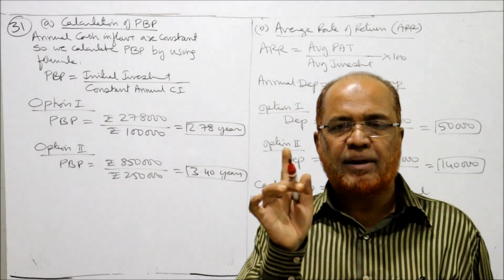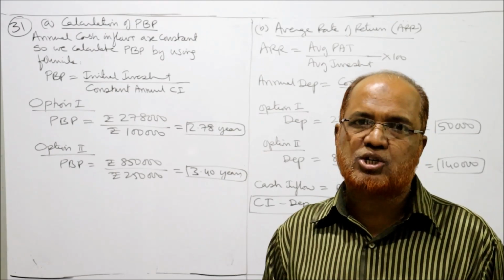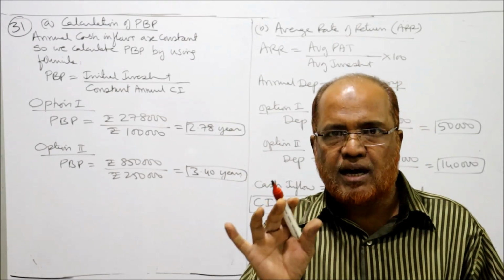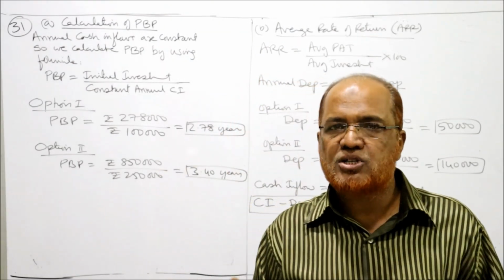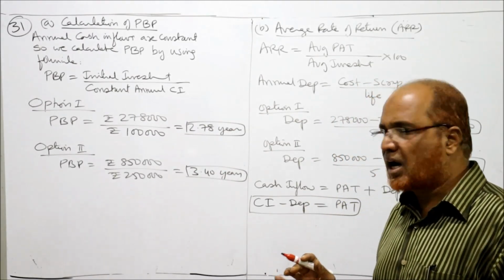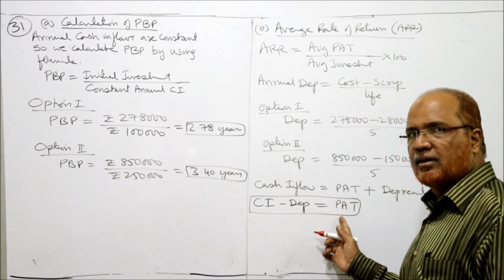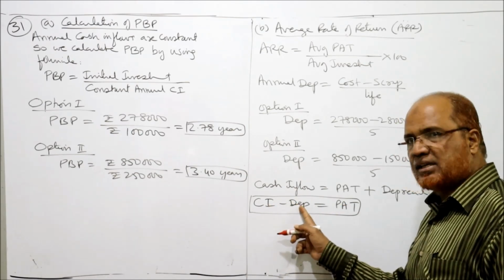एआरआर एक ही मेथड है जहां पर कैश इनफ्लो नहीं चाहिए. There it requires PAT, it does not require cash inflow. सारे other methods के लिए cash inflow चाहिए, सिर्फ ARR मालूम करने के लिए we need PAT. PAT is not given in the problem. Cash inflows are given. PAT is not given. तो PAT मालूम करने के लिए cash inflow minus depreciation.